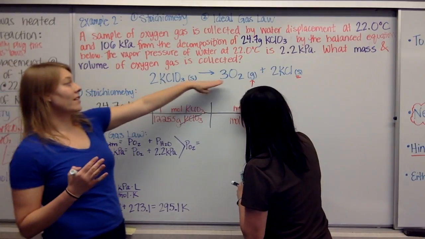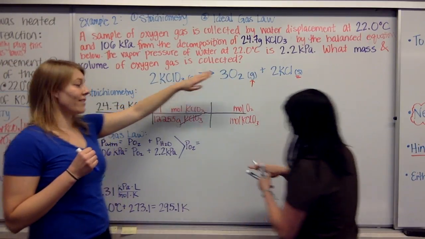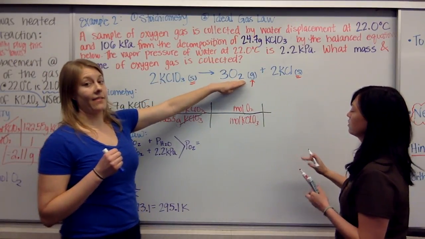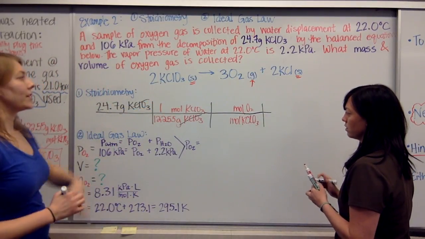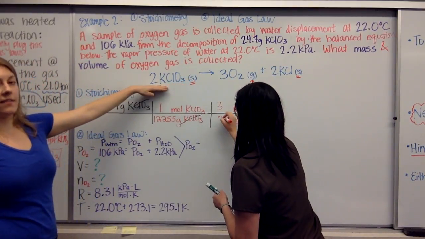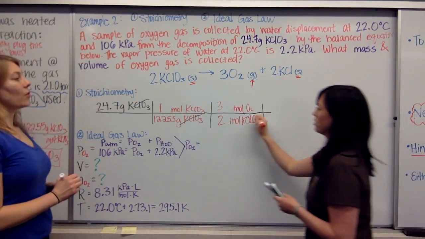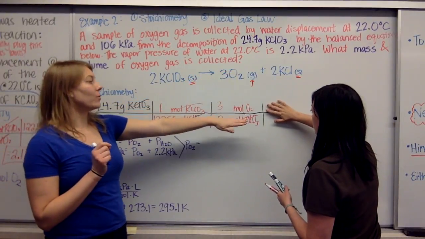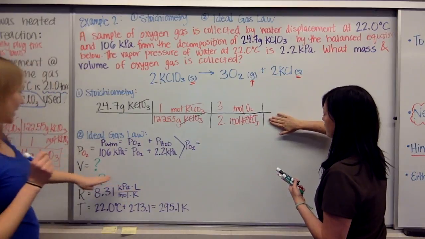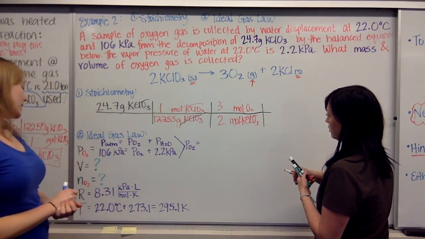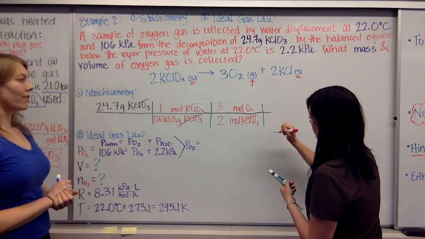Remember, oxygen is the only one that we can use down here in our gas law because it is the only gas, okay? So our mole-to-mole ratio is 3 moles of oxygen for every 2 moles of KClO3, okay? And we're going to figure out the moles. So it is asking for mass, but let's figure out the moles first because we need that down here, okay? So when we solve for the moles, we get 0.302 moles of oxygen.